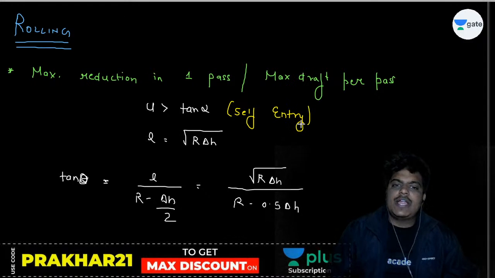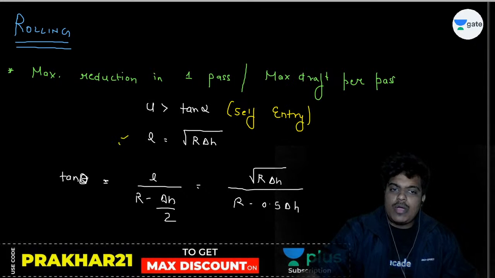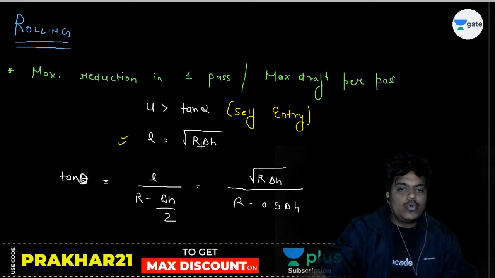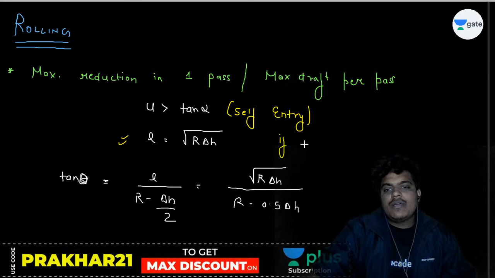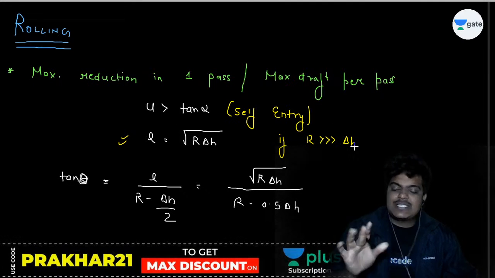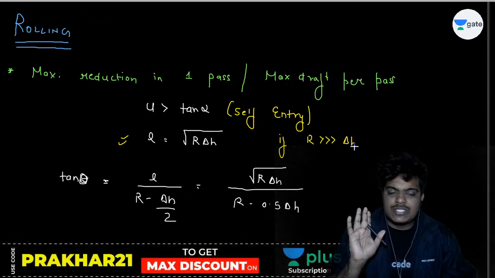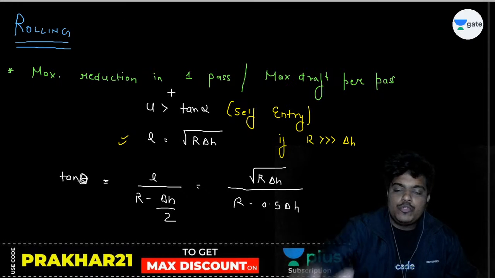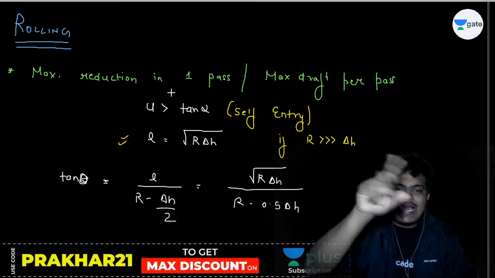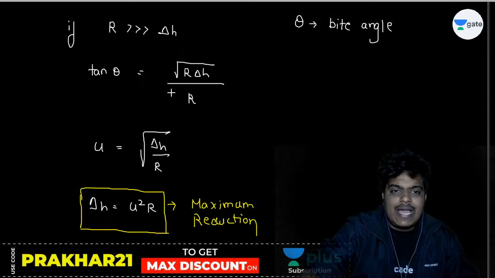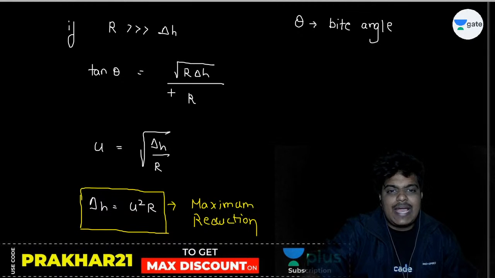For the self entry condition, mu should be greater than tan alpha. You have also calculated L is equal to root over R del H, if R is much greater than del H. These conditions are crystal clear to you. Now you have seen that diagram of the circle.